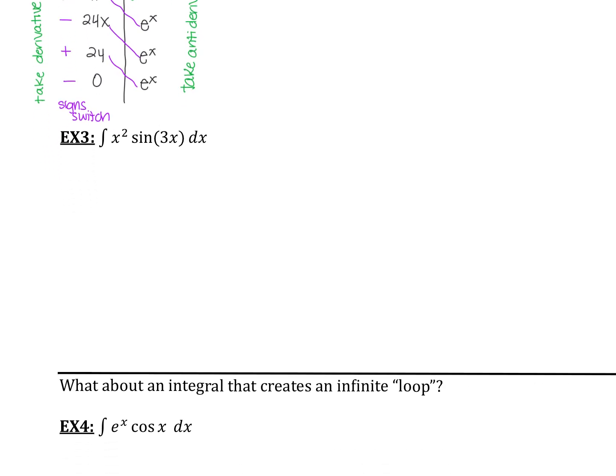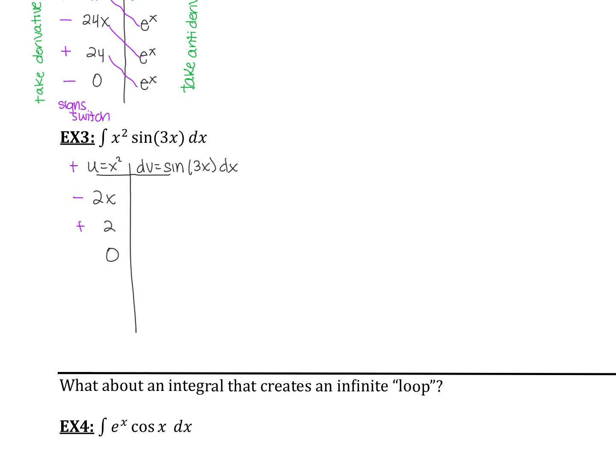All right, example 3. You should have an answer if we start with u equals x squared and dv equals sine of 3x dx. This one's going to require a little bit more work on the antiderivative part. The derivative, thankfully, is pretty easy, and in fact nice because it's pretty short, so it doesn't take me very long to get to 0.